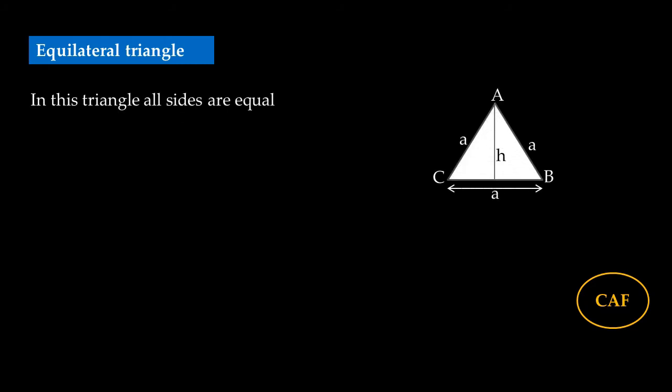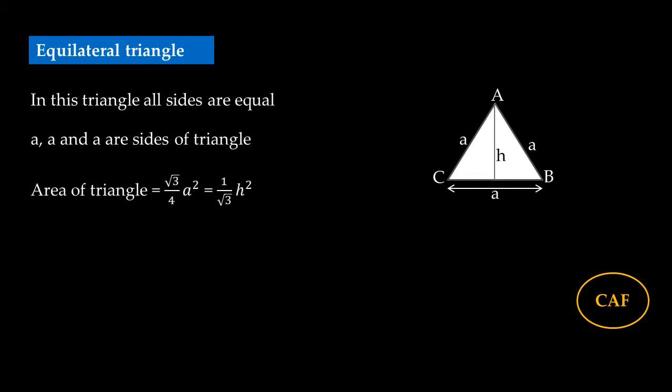And next one is equilateral triangle. We saw in the scalene triangle all sides are different, in the isosceles triangle two sides are the same, and this is the equilateral triangle, so all sides are equal. Okay, see this diagram. So all sides, I am assuming that all sides are A.